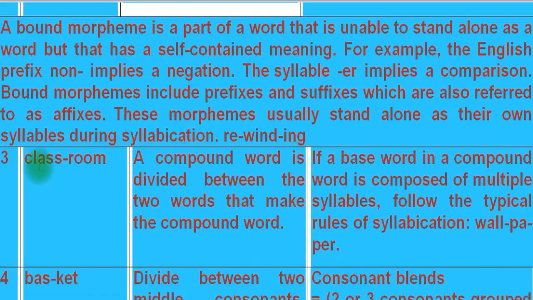Rule 3. Classroom. A compound word is divided between the two words that make the compound word. If a base word in a compound word is composed of multiple syllables, follow the typical rules of syllabication. For example, wallpaper. Wall is the first part of the compound word, and paper is composed of two syllables. So we have to follow the typical rules of syllabication.